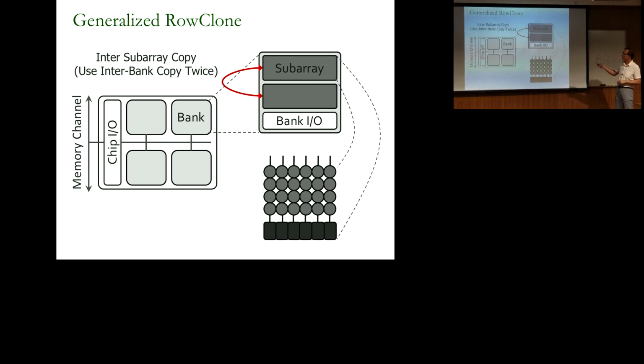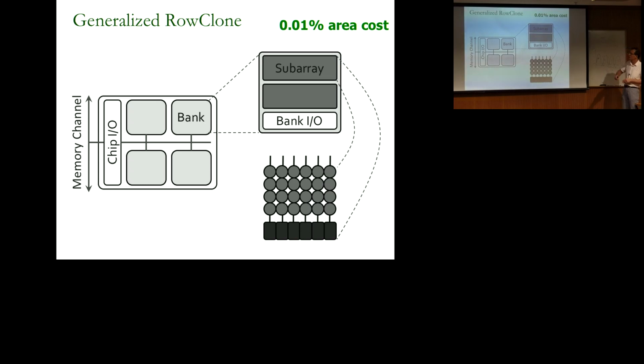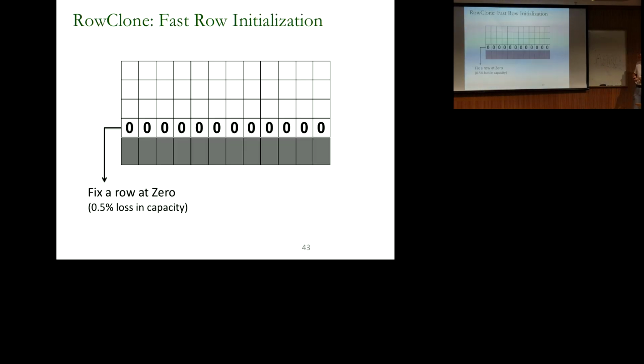But if you actually want to do this without changing the interconnections between the subarrays, what we propose in this paper is you copy the source page to a temporary place in some other bank, and then you take whatever you copied over there and put it into this subarray. Of course, this is not ideal and it's not that great, but this saves energy. It doesn't save performance. Okay, all of these mechanisms have very little area cost according to our calculations.